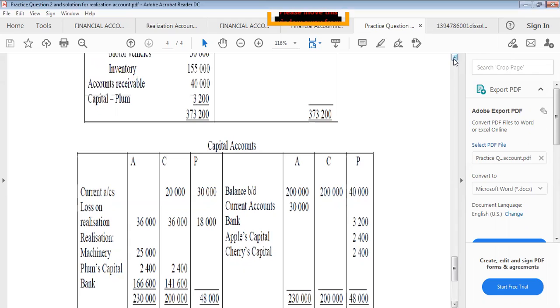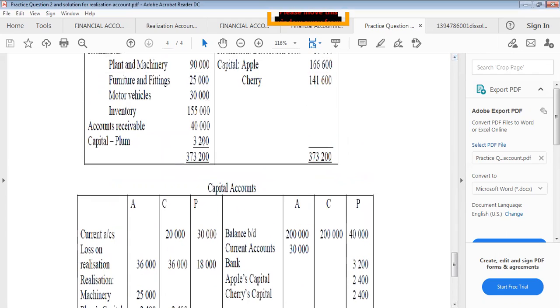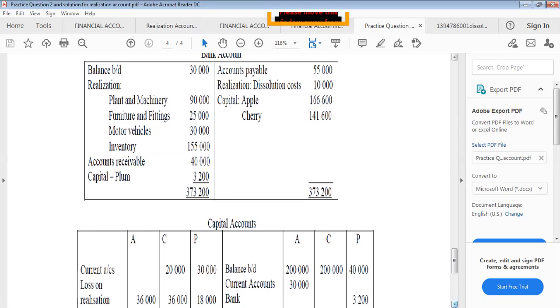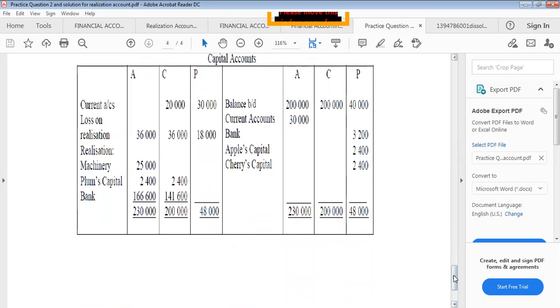Now go up to the bank account. So you see the figures now. The 3,200 comes from where? From here for Plum, and then the capital. So what this is saying is that Plum now would have paid back 3,200 to the bank account. Good. And then the bank now would pay, at the business now and the dissolution, Apple 166,600 and Cherry 141,600. Good. So that's how it is done.